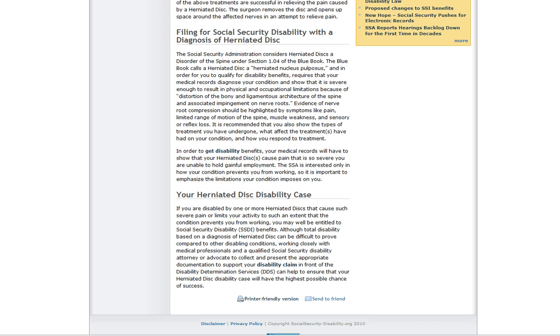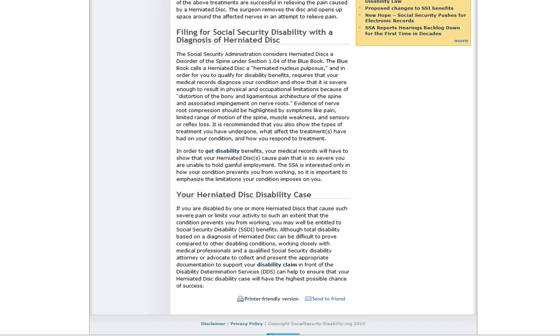It is recommended that you also show the types of treatment you have undergone, what effect the treatments have had on your condition, and how you respond to treatment. In order to get disability benefits, your medical records will have to show that your herniated discs cause pain that is so severe you are unable to hold gainful employment. The SSA is interested only in how your condition prevents you from working, so it is important to emphasize the limitations your condition imposes upon you.